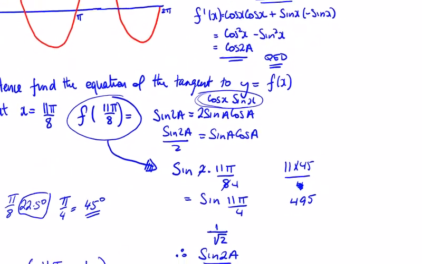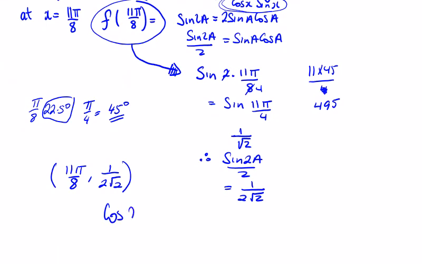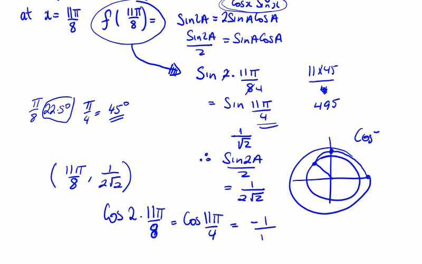So we're looking at the cos of 2a for my differentiated function. The cos of twice 11 pi over 8 is equal to the cos of the same angle that we had here, 11 pi over 4. Now let's just see a unit circle. It's 495 all the way around past 360, and it's my 45 degree angle in here, and we can see the cos is negative in here. So the cos of 11 pi over 4 is minus 1 over root 2. So this is my slope.